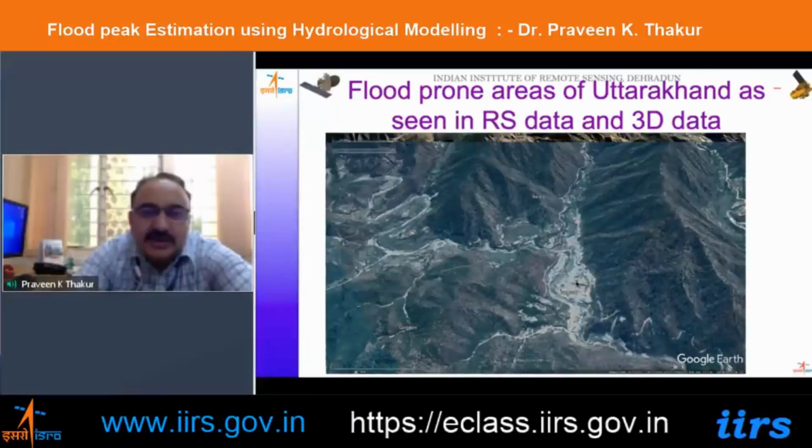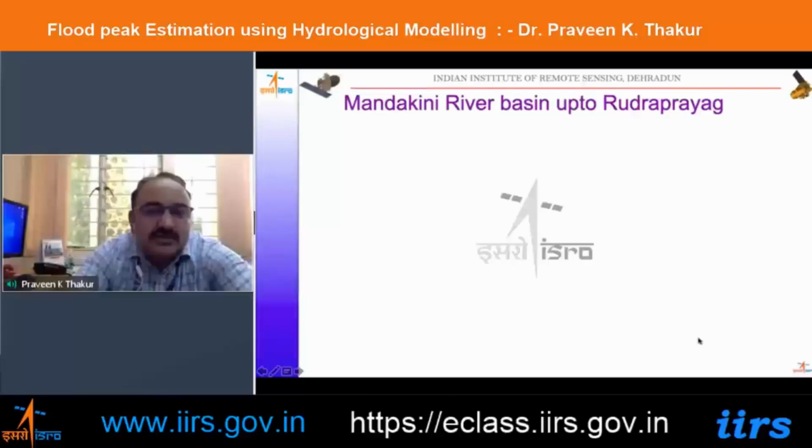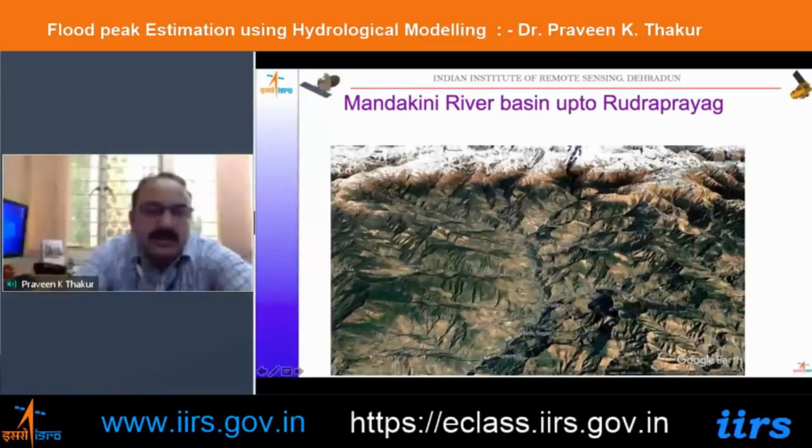But you see this particular river valley, and this side, another tributary of the Mandakini River, this side also. Because most of the tourists were located here, news of the damages came from this side. But if you see other river valleys also, there has been significant flooding in these river valleys also.